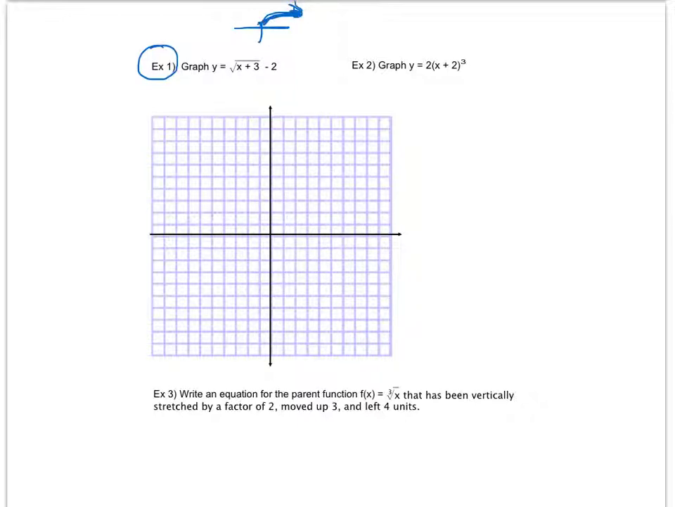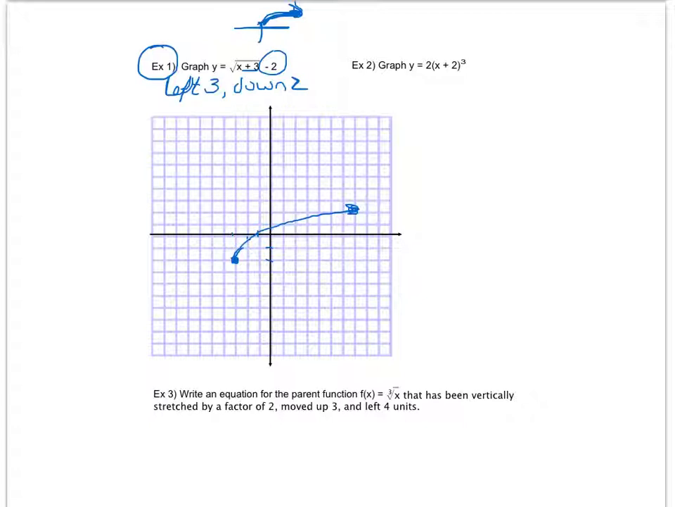Looks something like this, and I know I'm going to go, because I'm adding inside since it's under the radical, left 3, and since I'm subtracting outside of the radical, I'm going to go down 2. So going left 3 and down 2, and then I'm going to draw in my radical function, my square root function. So it's going to look something like this.